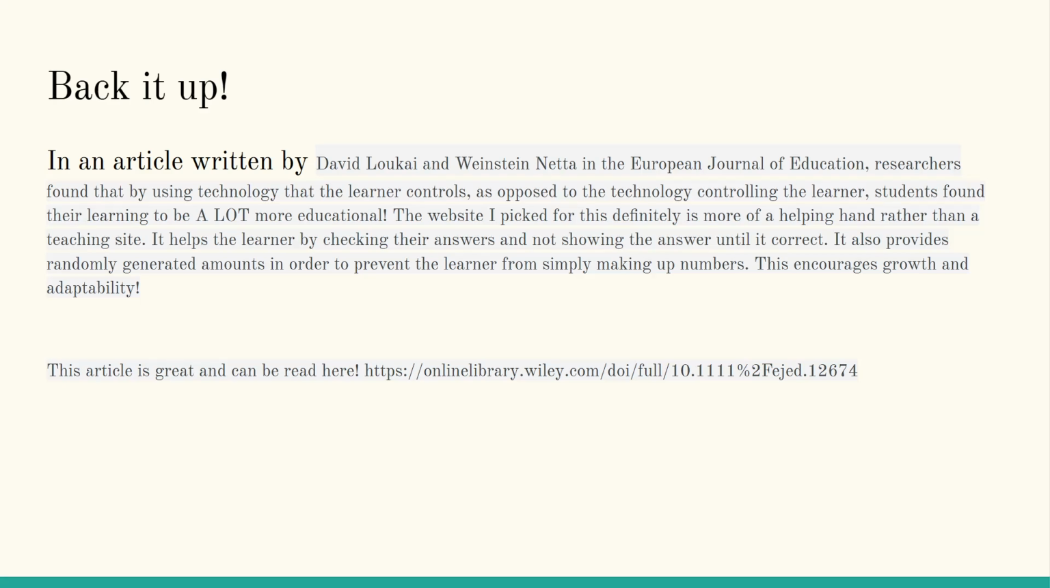It also provides randomly generated amounts in order to prevent the learner from simply making up numbers such as 25 cents, 5 cents, 1 penny. It encourages growth and adaptability.